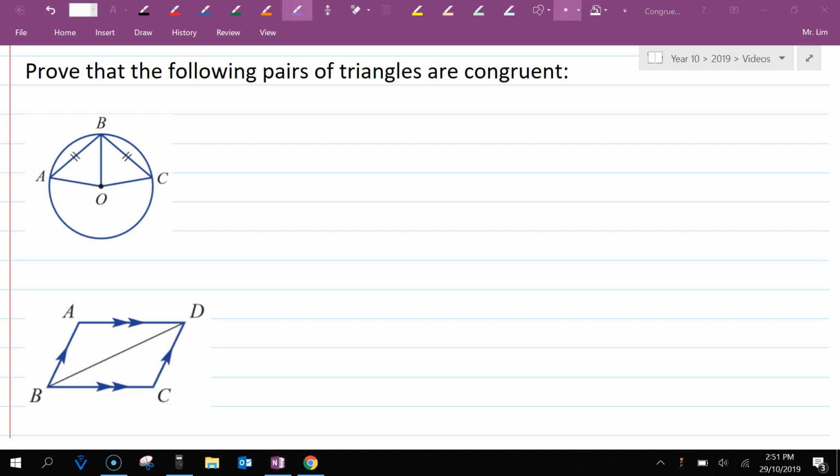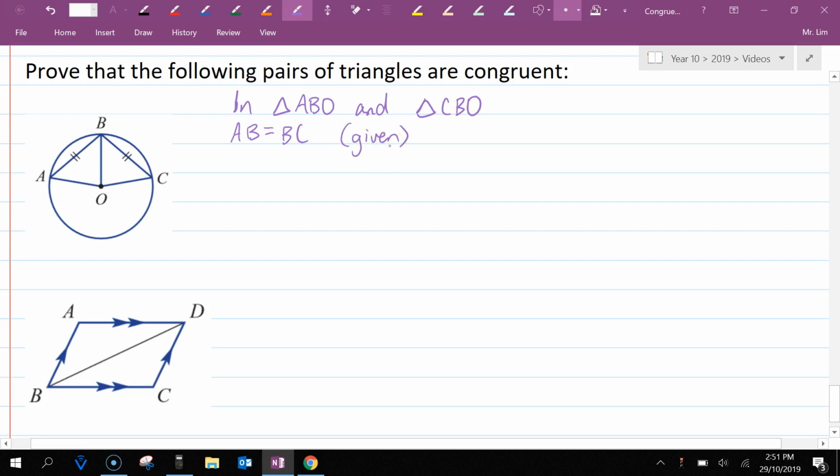Okay, so here we're going to have in triangle ABO and triangle CBO. We have AB is equal to BC, that's given. By the way, this does not have to correspond with this one, okay, because those two sides are equal. We can say AB is equal to CB, or we can say AB is equal to BC. They're both the same, but when we're talking about the congruent statement, the order matters then. So AB is equal to BC.